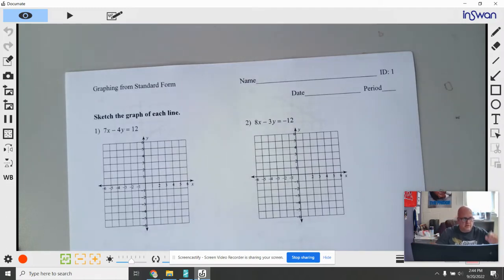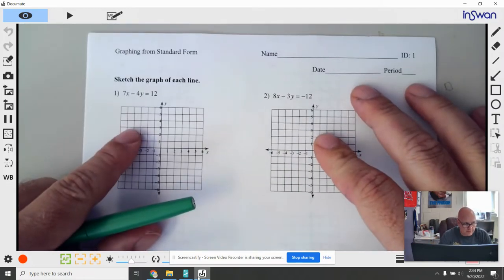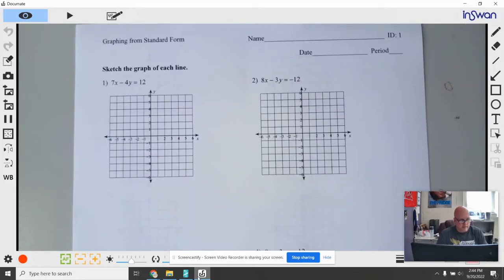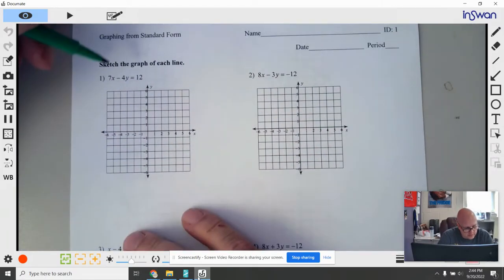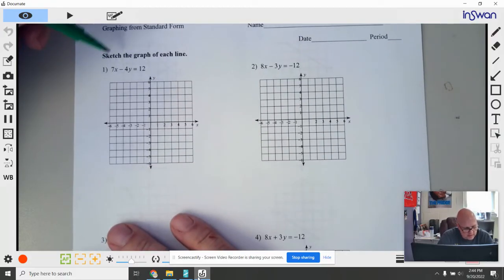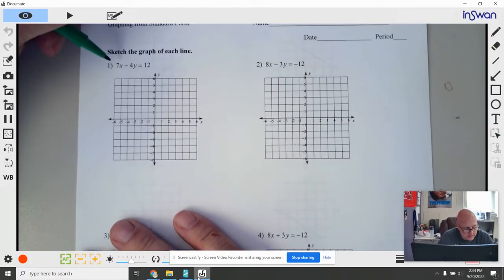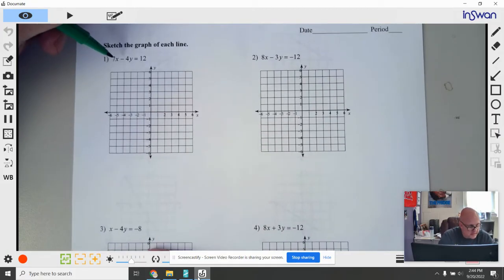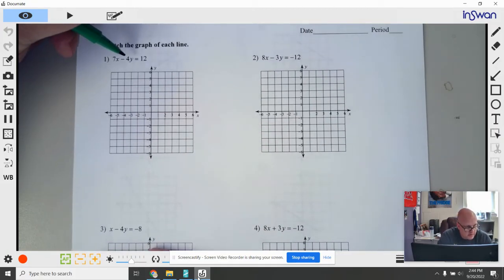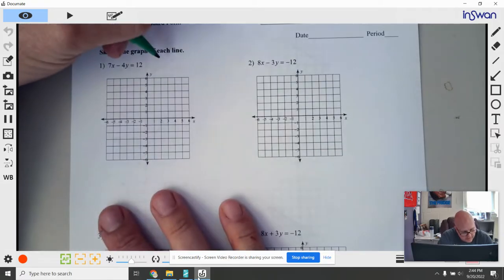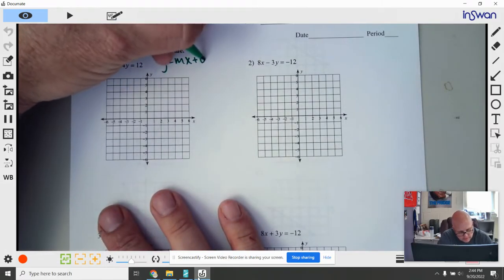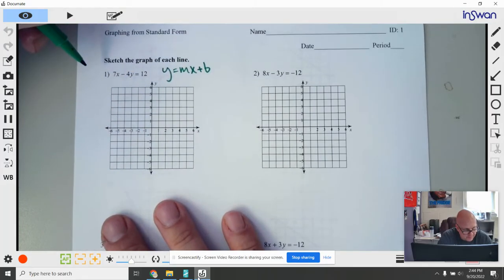Okay, for this lesson, you're going to need this sheet here. This is graphing from standard form. So we've already learned how to graph lines using slope-intercept form. And today, we see the equation is written in standard form. And when it's in standard form, that doesn't help us until it's converted to slope-intercept. So again, we need to convert it to slope-intercept, which is y equals mx plus b form.